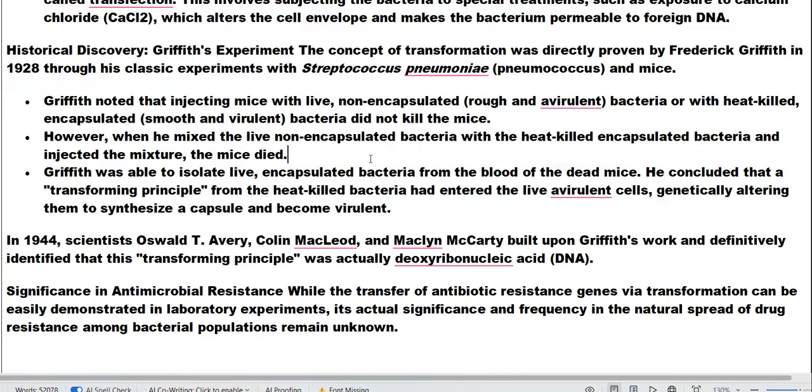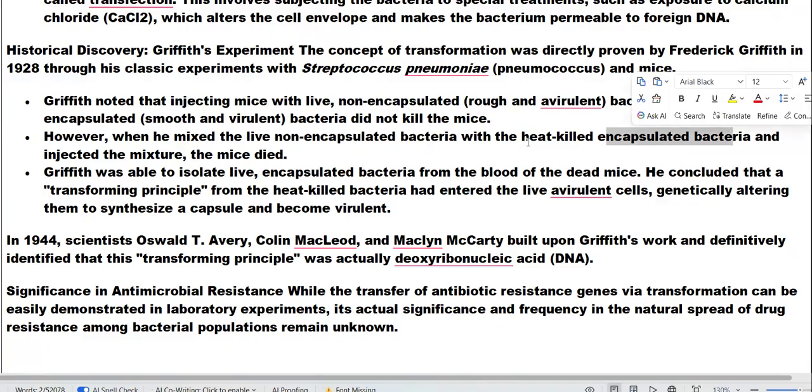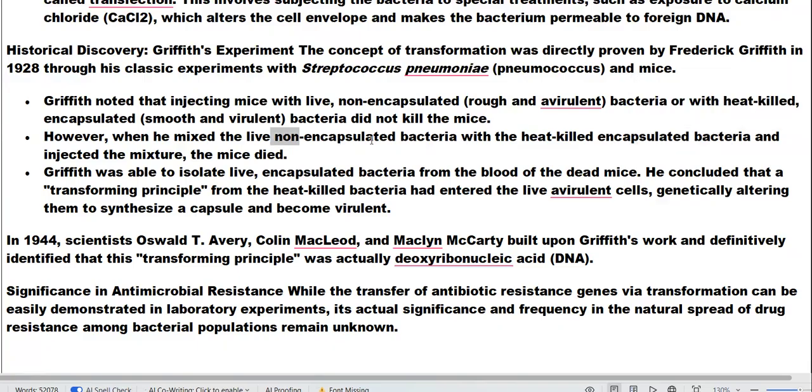That means there is something transformed from the heat-killed encapsulated bacteria to the non-encapsulated bacteria. So he concluded that a transforming principle from the heat-killed bacteria had entered the live avirulent cells, genetically altering them to synthesize a capsule and become virulent.